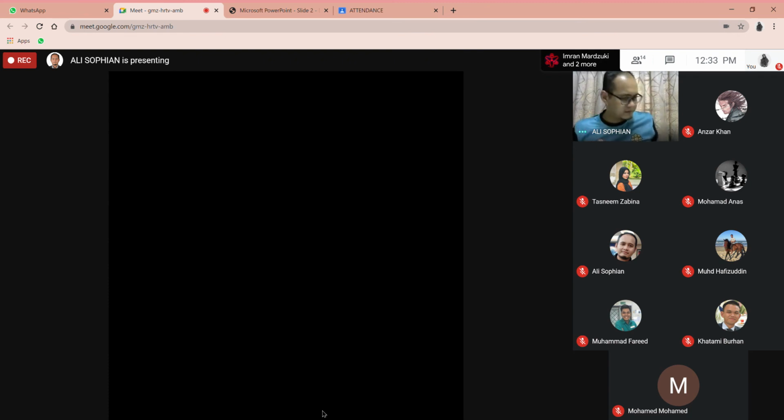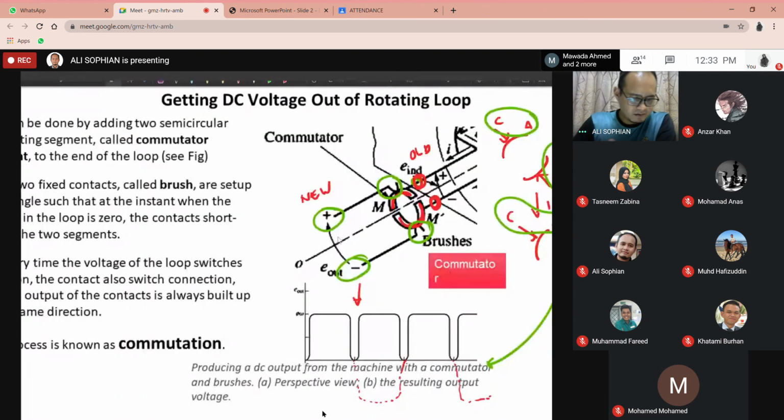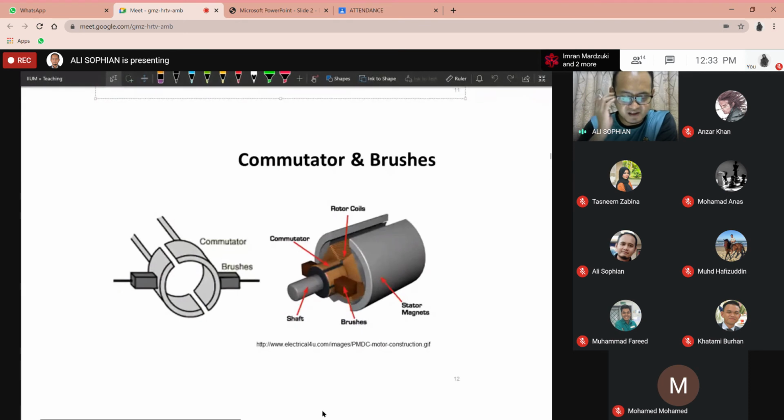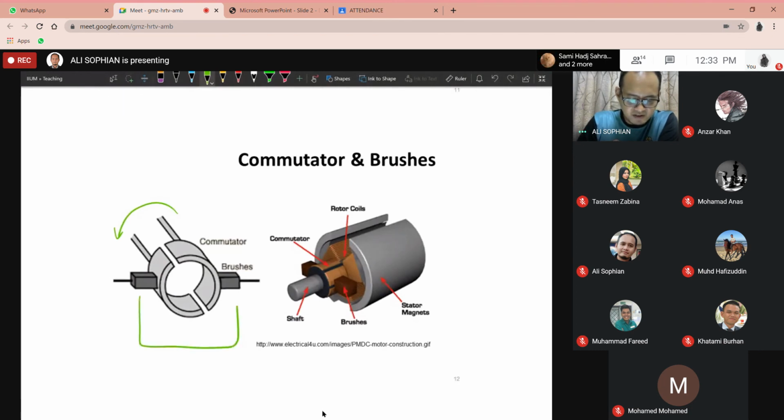Right. So, okay, this is another illustration of commutator and brushes, maybe more clear here. You can see this is the commutator, and again, the commutator rotates with the rotor. These two brushes are fixed in position, and normally you've got springs. These brushes are spring loaded.